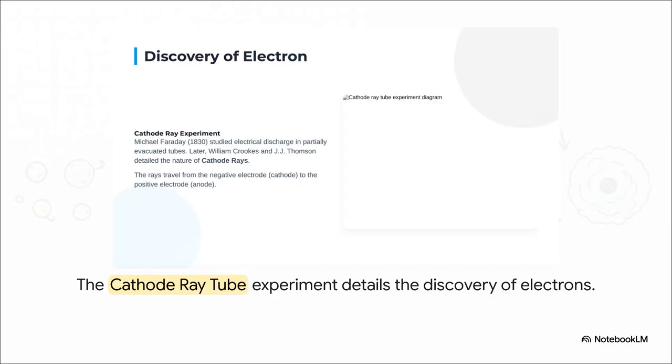But how did this whole sequence really kick off? It all started with the cathode ray tube experiment. Picture this. Scientists passed electricity through these partially evacuated glass tubes. They noticed these mysterious rays traveling from the negative electrode, which is the cathode, all the way over to the positive anode. Now, since these rays were pulled towards the positive side, it was pretty obvious, wasn't it? These rays were made of negatively charged particles. Yes, electrons. They were hiding right there inside the atom the whole time.